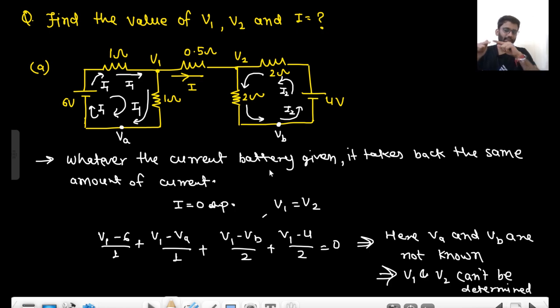But the current will be 0 because this I1 current will be flowing in the complete loop. This I2 current is flowing in the complete loop. Did you see the concept? What did I say? Whatever current the battery gives, it has to take back the same amount of current. Many times I have seen teachers saying that the complete current will be flowing in the loop. This is not the concept. The current that is given by the battery, the same current will be getting into the battery. Same with this 4 volt battery.